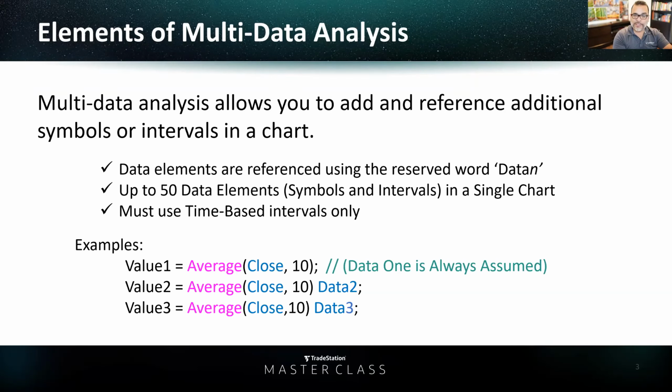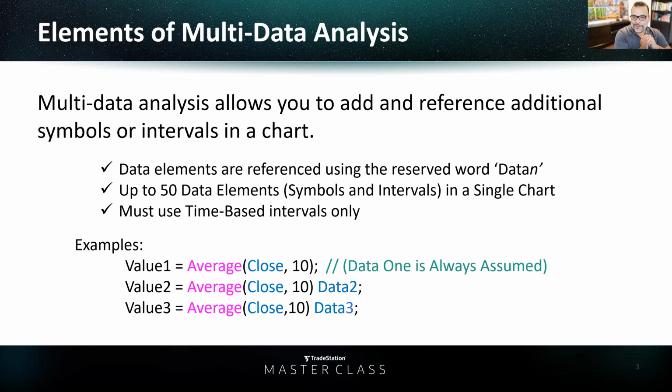And here at the bottom of this slide, we have a few examples on how to reference this multi-symbol setup. Value 1 equals the average of the close of 10 bars. Remember that yesterday we did say that if you don't have a data qualifier, data 1 is always assumed. So close means that it's the close of data 1. However, if you're going to reference the closing price of data 2 or data 3, you do have to tell the EasyLanguage syntax that you're referencing that specific data number, data 2 or data 3.